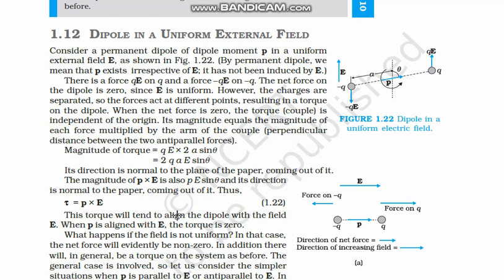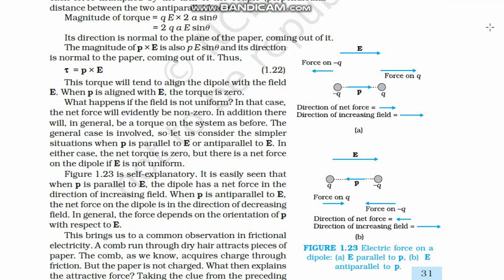This torque will tend to align the dipole with the field E. So now we considered the two cases. The torque will tend to align the dipole with the electric field. So what does this torque do? It tries to align this dipole with the external electric field.